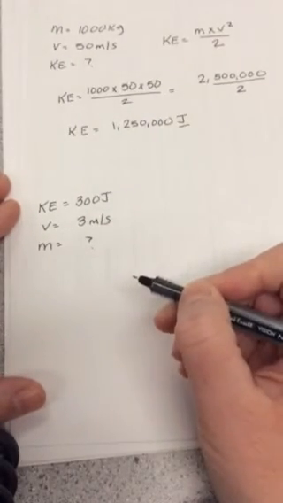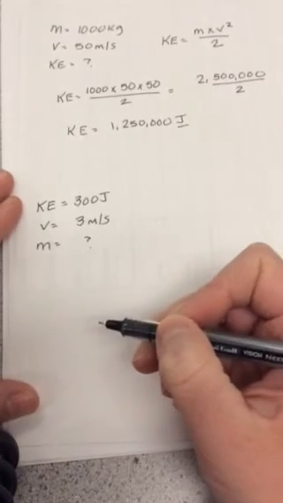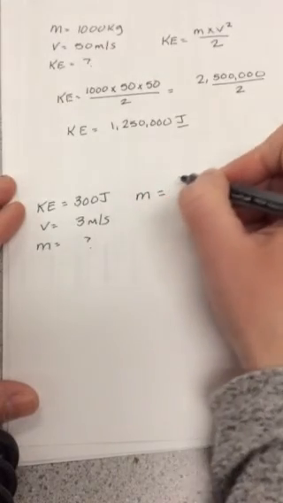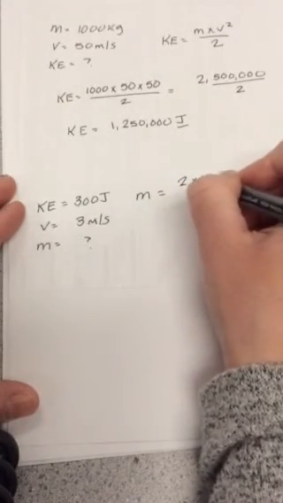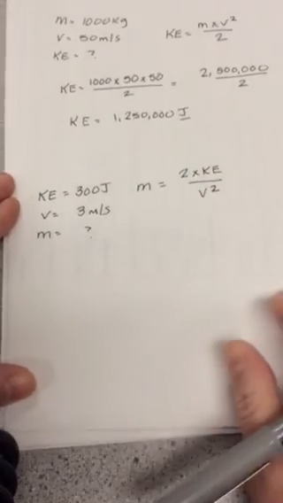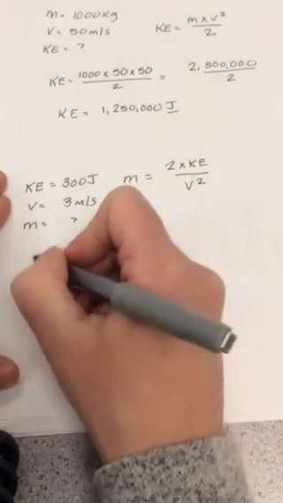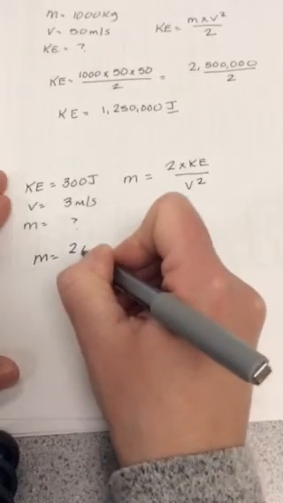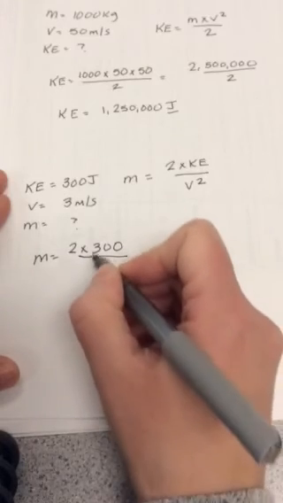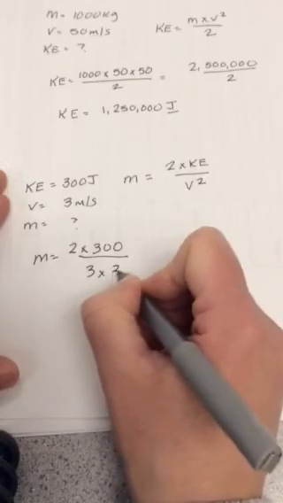Now we're going to use a different equation. It's a form of the equation we just used, and it's on your cheat sheet. And this equation is mass equals 2 times KE divided by velocity squared. Just like we plugged in the numbers up here, we're going to take these numbers and put them in down here. So mass equals 2 times 300 divided by 3 squared. You can write those squared, or you can just do 3 times 3.